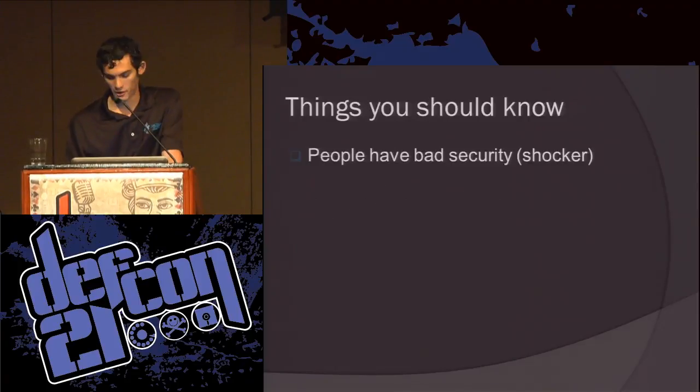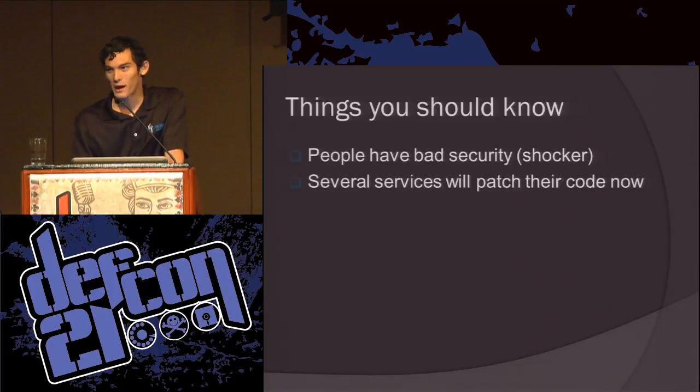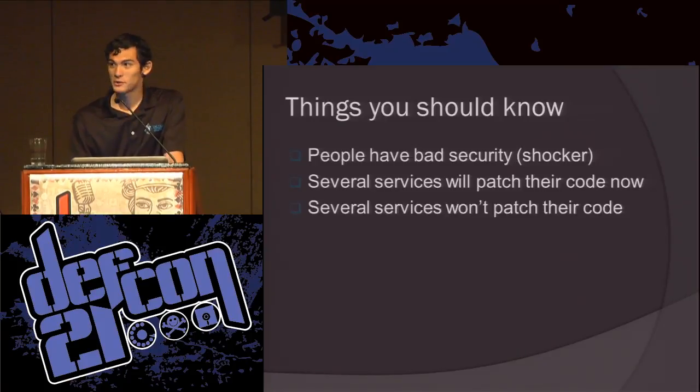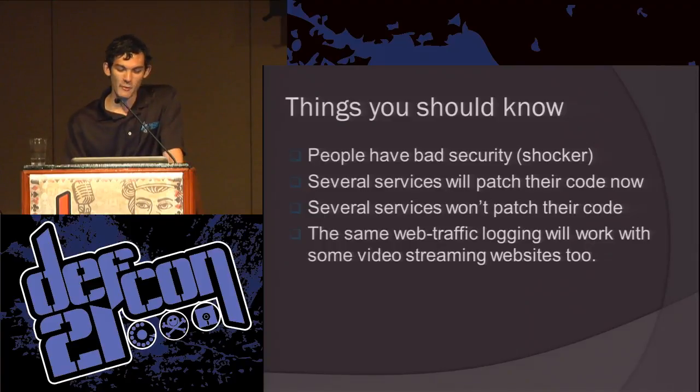And some things you should know. People have bad security. This is a shocker. And some people will patch their code. Others will not. This is the beast of security. It's just the way it works. And the same web traffic logging will work with video streaming services too. Some of them, not all of them. People always ask me if Netflix will work. No, Netflix will not work. But if you go to some sketchy Chinese music streaming websites, I'm pretty sure this would work as well. But that's a topic for another day.